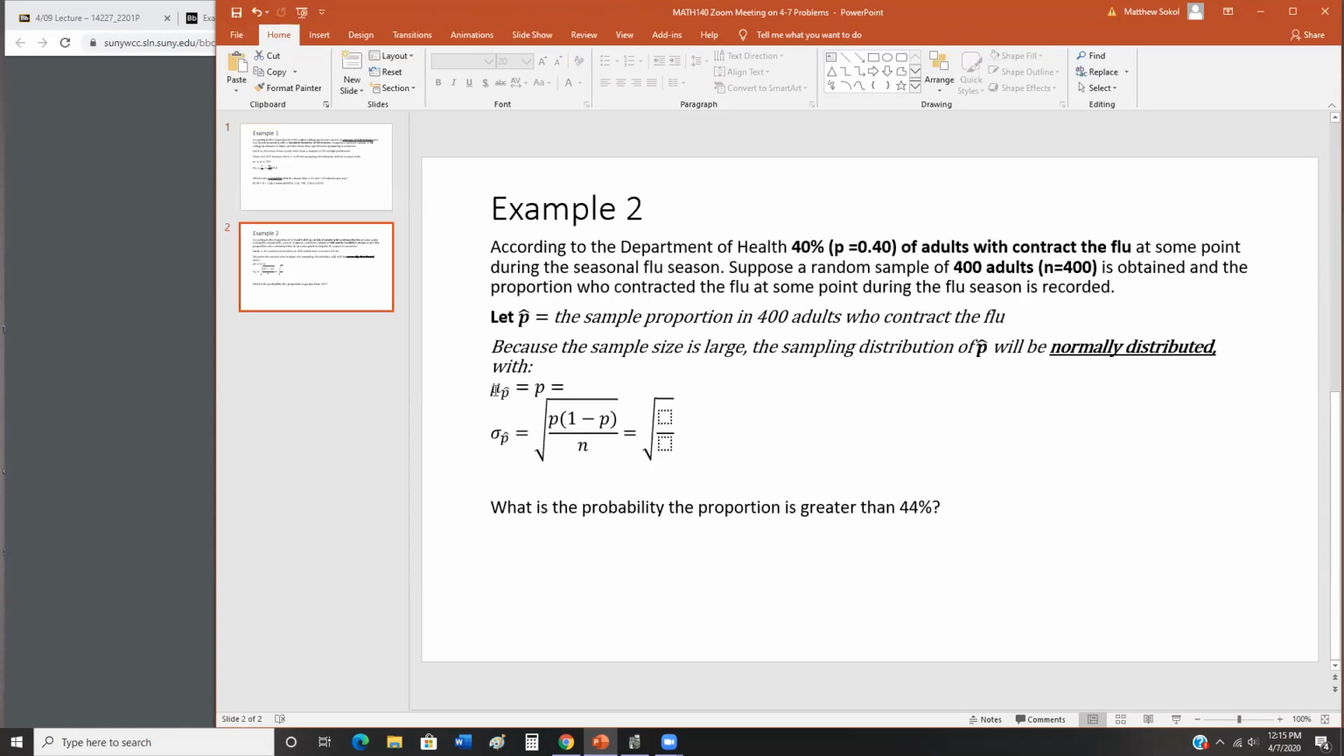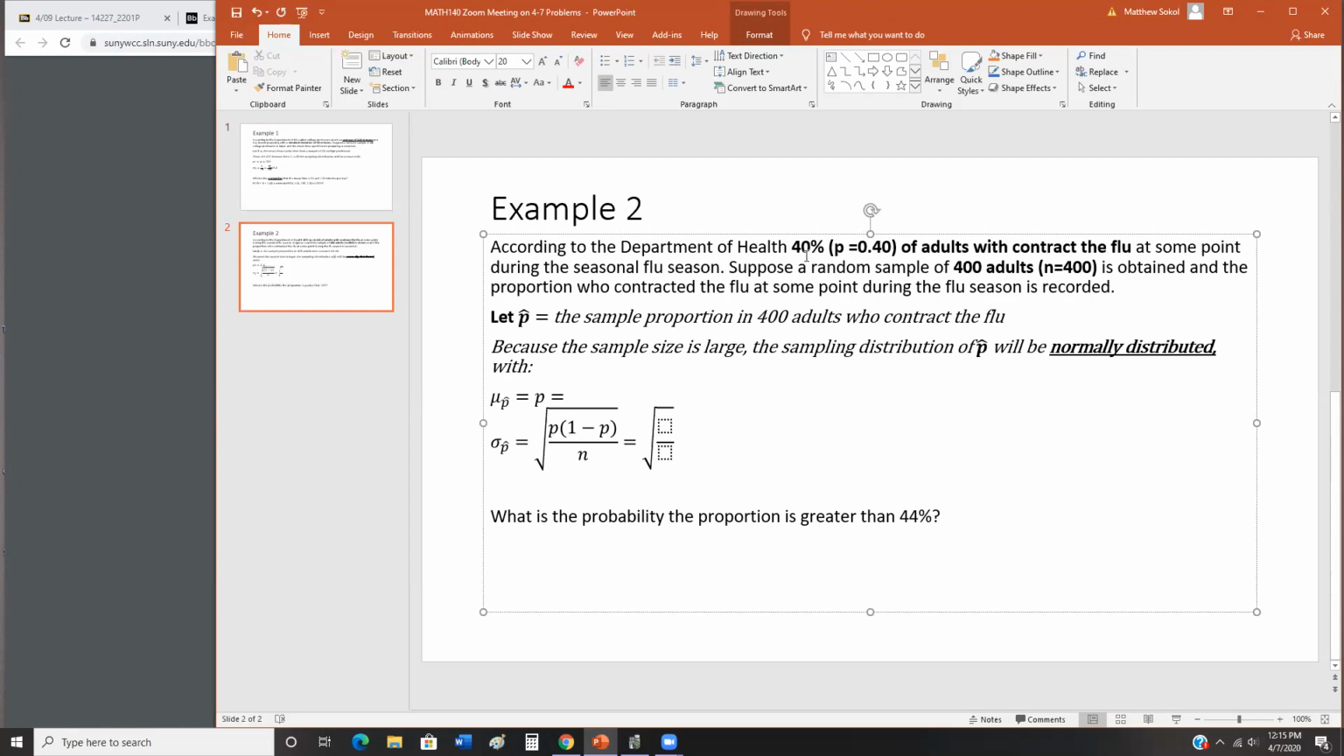But mu sub p hat, so the average of the sample proportions, should be equal to the population proportion, which is this value up here, this given value here. And the standard error is just this formula here. It's the square root of p times 1 minus p divided by n. So you just have to follow this formula. So it's 0.40 times 1 minus 0.40 divided by 400.